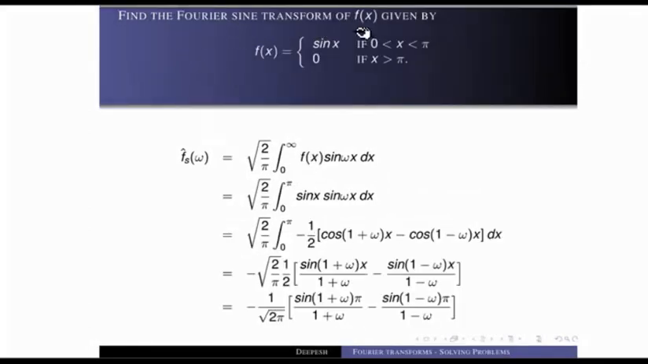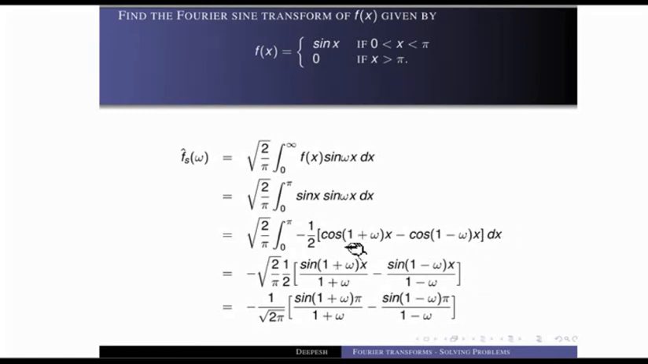Now find the Fourier sine transform of a function f of x given by these two branches, and note that whenever x is greater than pi, the answer is 0, whereas from 0 to pi the function is sine x. So f of x can be taken as sine x from 0 to pi, and outside you can just neglect, because it's going to give you 0. So 0 to pi sine x into sine omega x dx. So the sine A sine B formula is here, which is minus 1 by 2 into cos of A plus B minus cos of A minus B, and then integrate with respect to x.